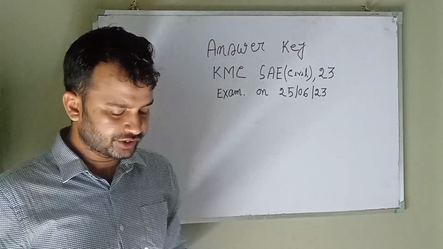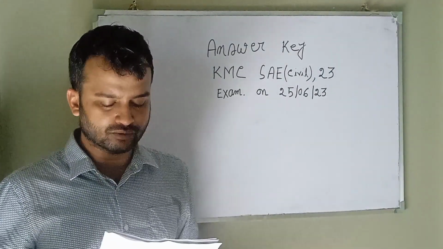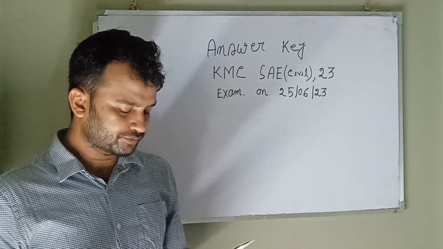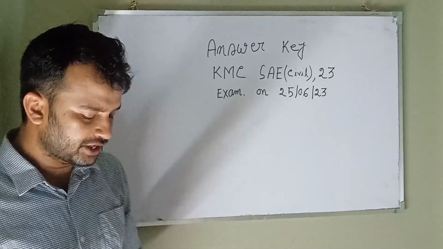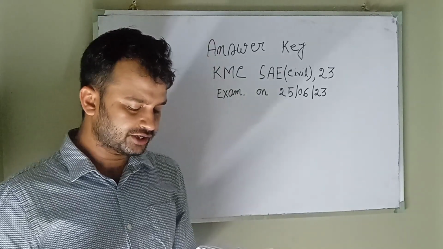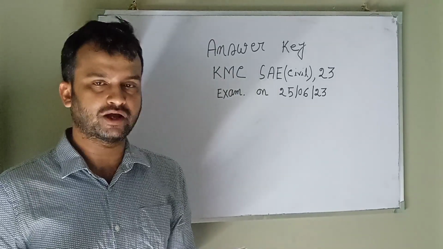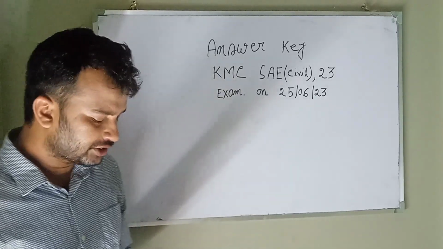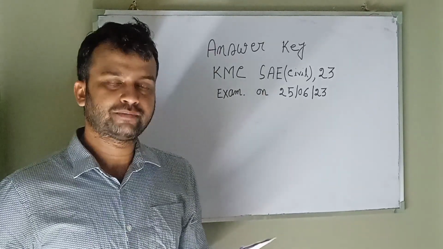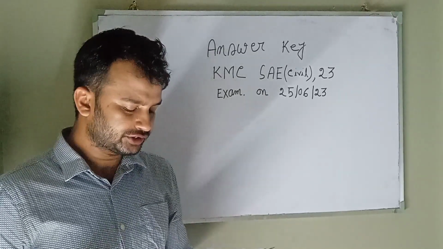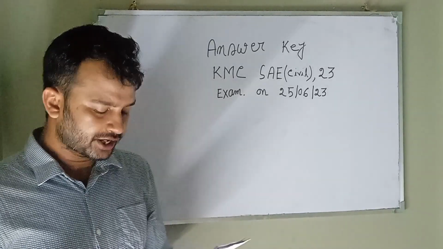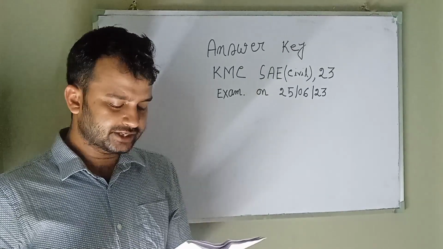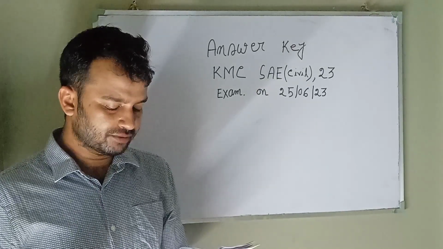Next question number 24. In brick masonry for good bonding, here 4 options are given. So the correct answer is option D, vertical joint in alternate courses should fall in plumb. Next question number 25. Allowable bearing pressure for a foundation depends upon. The correct answer is option A, allowable settlement only.